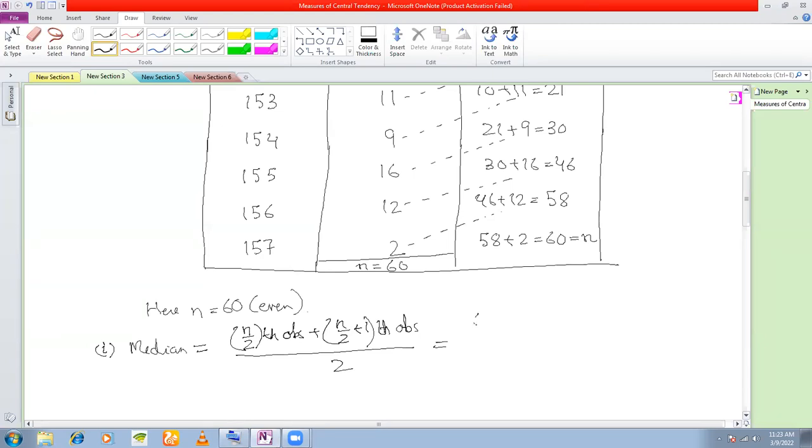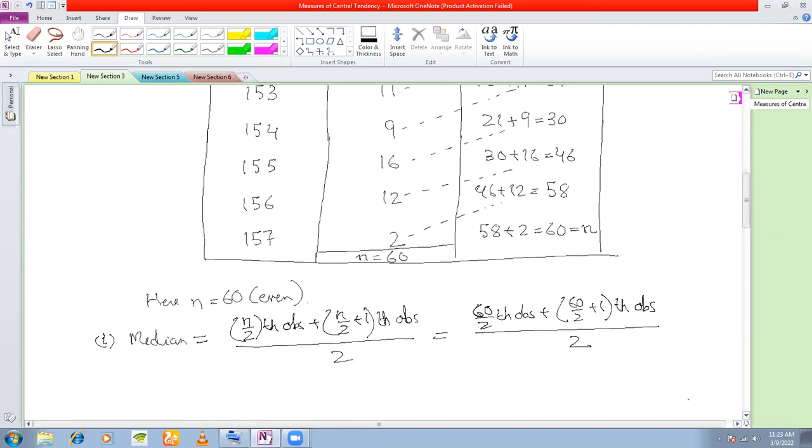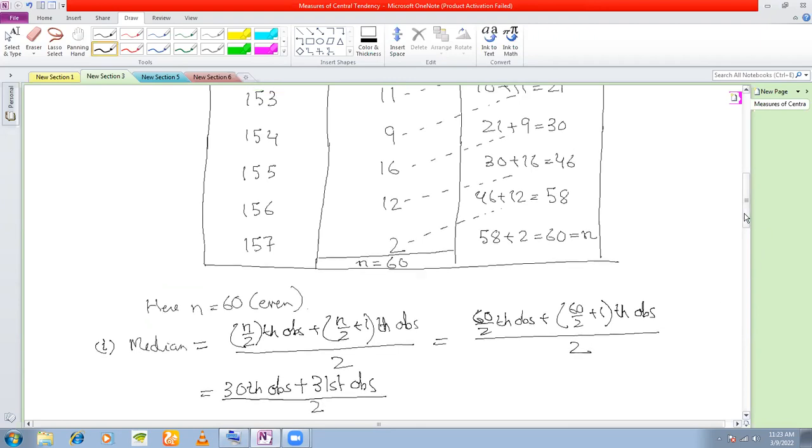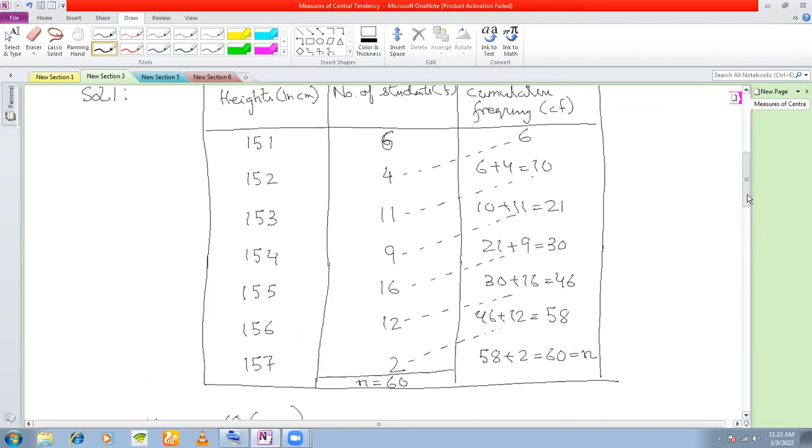So this is 60 by 2th observation plus 60 by 2 plus 1th observation, divided by 2. So now if you simplify this, you're going to get 30th observation plus 31st observation divided by 2. Now the question is, which one is the 30th observation, which one is the 31st observation, right?